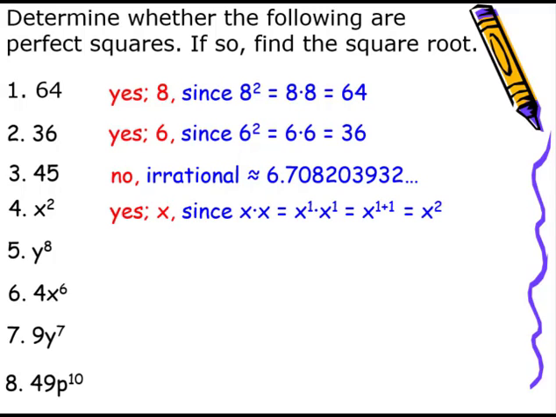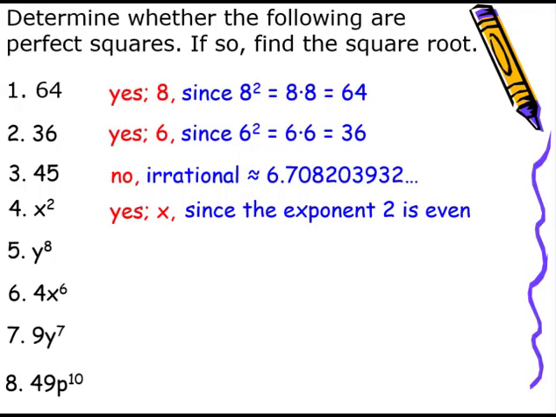X squared, yes, is a perfect square. The square root of x squared is x, since x times x is equal to x to the first power times x to the first power, which is equal to x to the 1 plus 1 power, which is equal to x squared. Remember, when we are multiplying numbers with the same base, we add our exponents. We could also say, which is a lot simpler, since the exponent 2 is even, we know it's a perfect square.